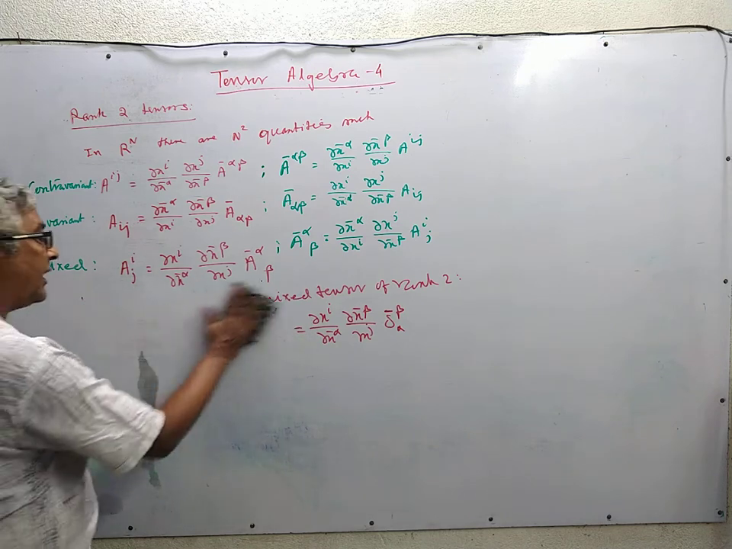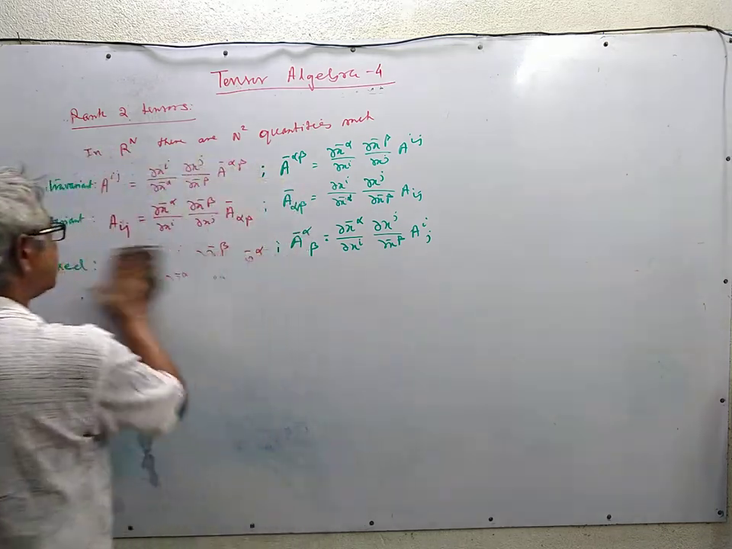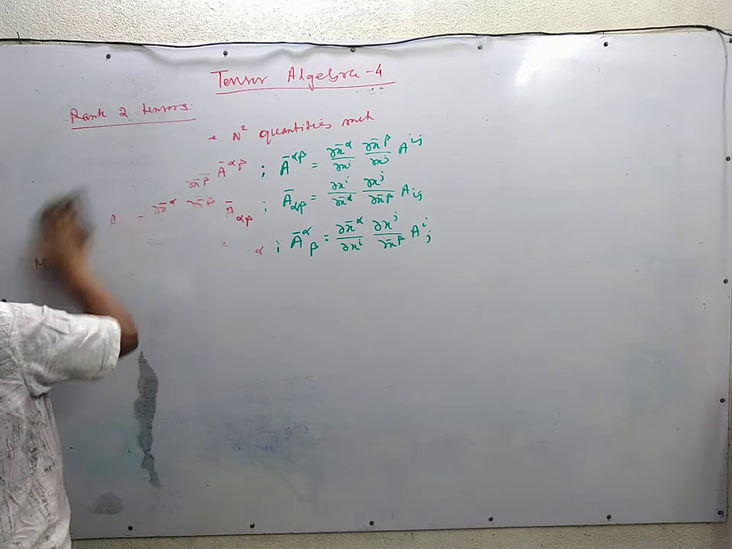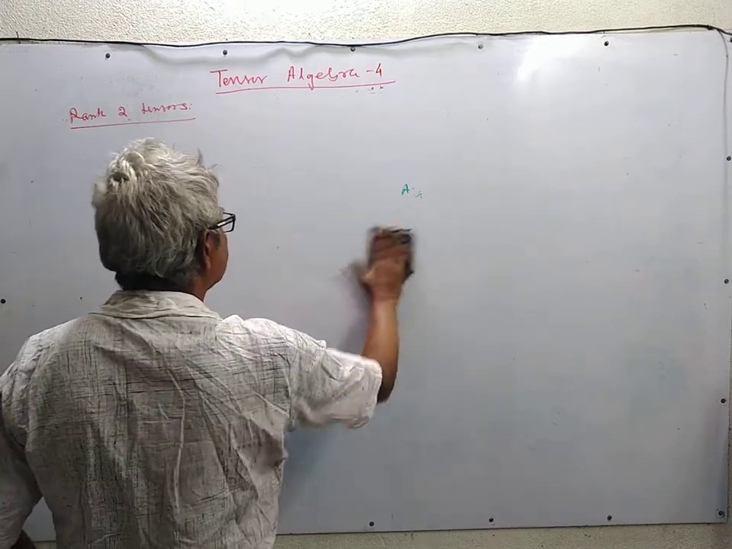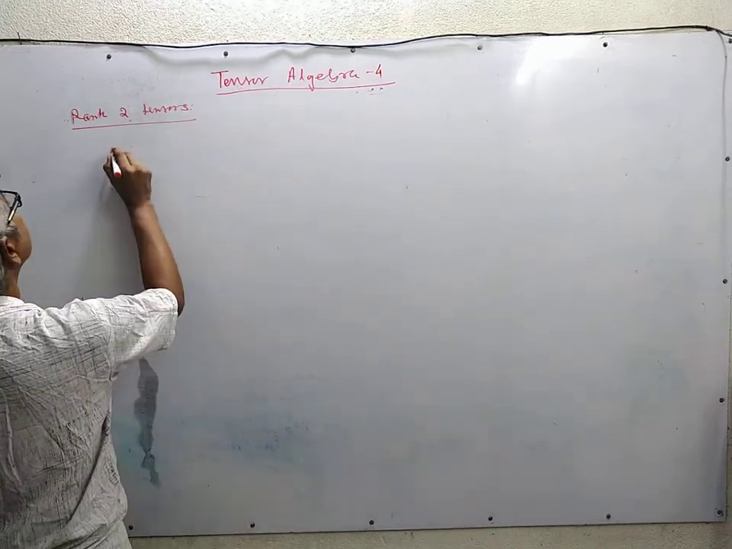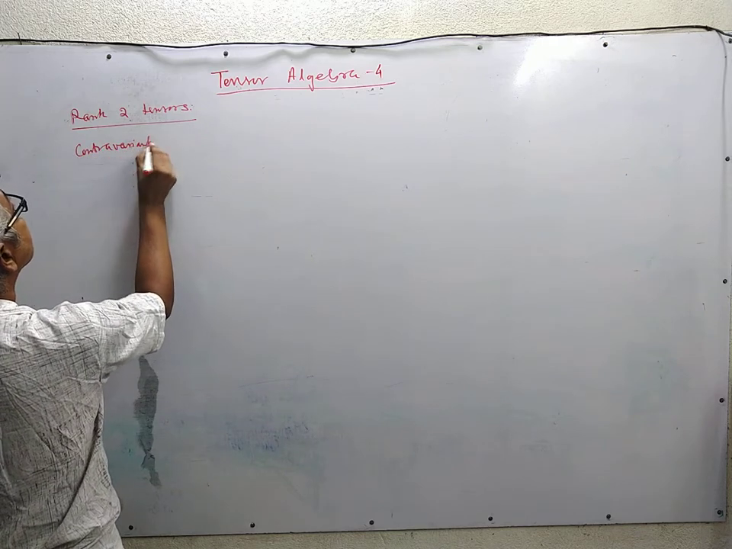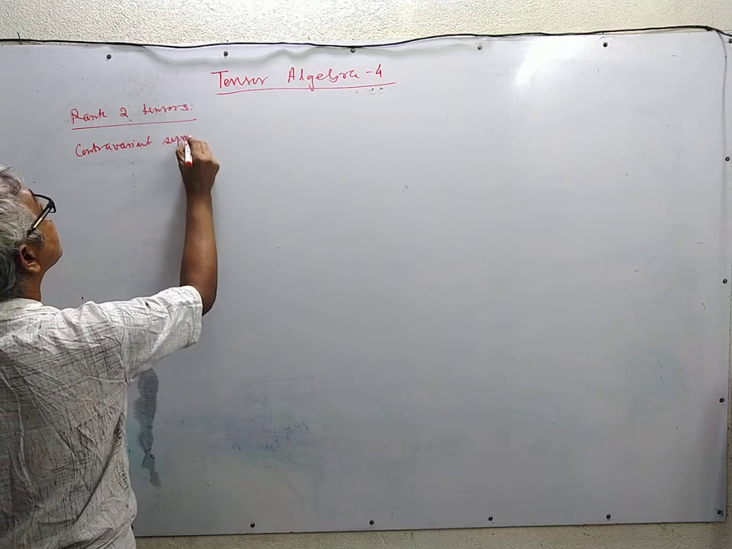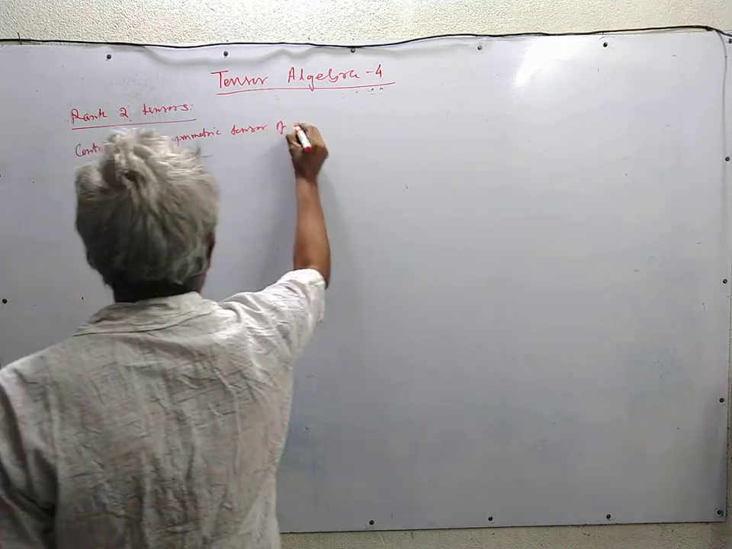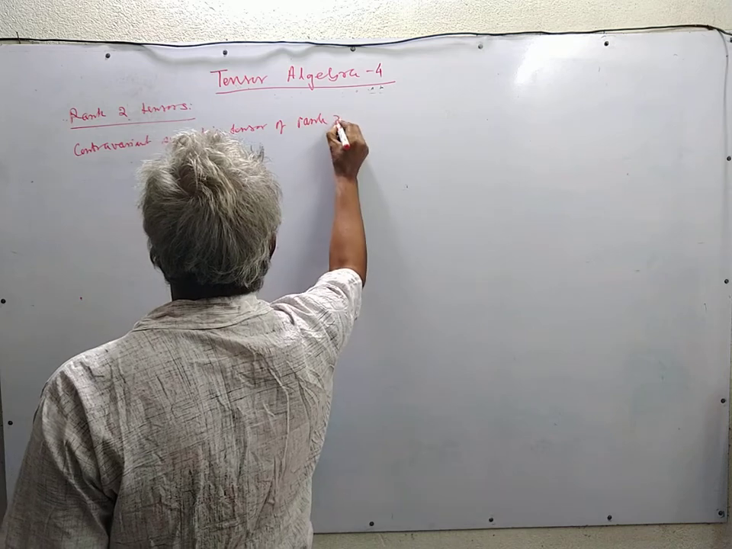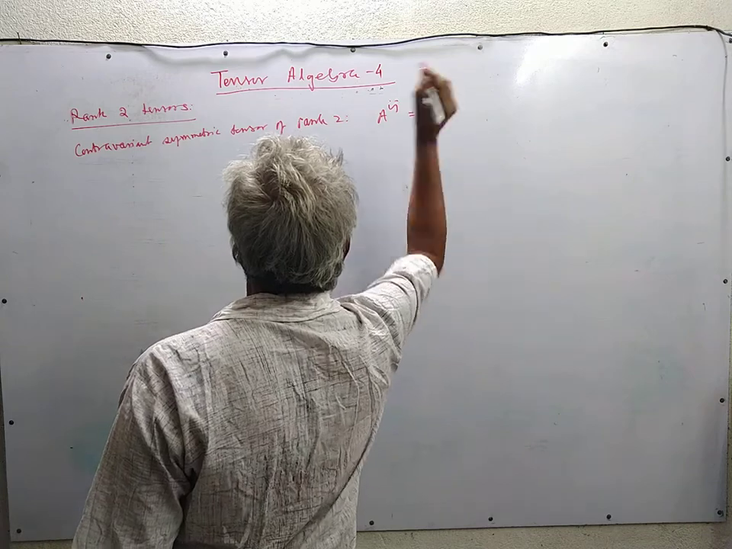We consider a rank 2 tensor which is symmetric. In the symmetry aspect, we shall first consider a contravariant symmetric tensor. A contravariant symmetric tensor of rank 2 is defined as Aij is equal to Aji.